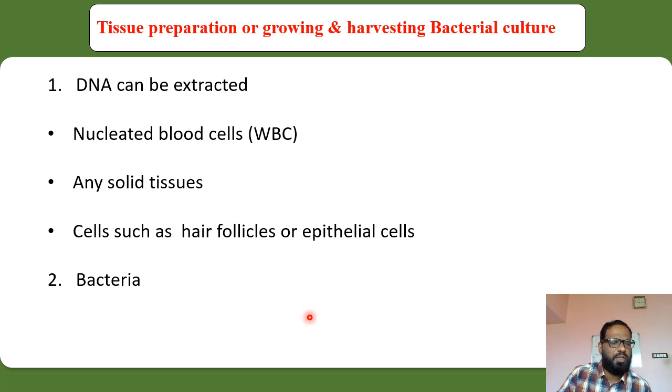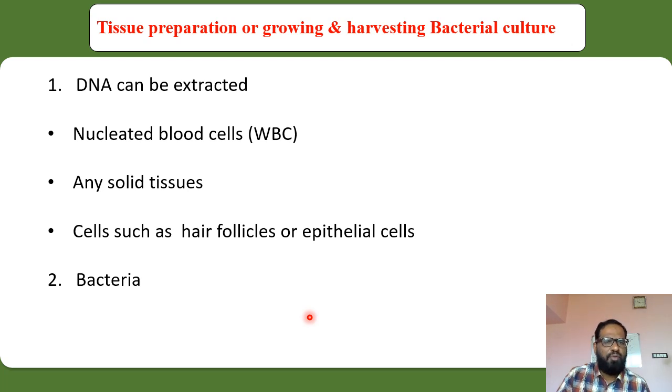If you get 0.8, that is the 1 OD, it means that you have got a bacterial culture of about 0.8 into 10 raised to 9 cells per ml. This is one very important thing. And how much bacteria are needed for the extraction of the DNA molecule? We need somewhere about 2 to 3 into 10 raised to 9 cells per ml.